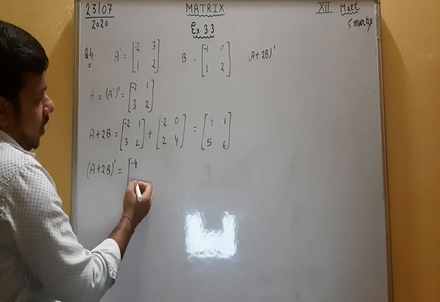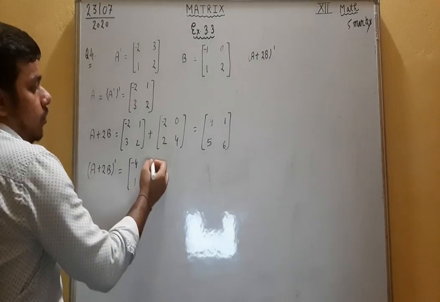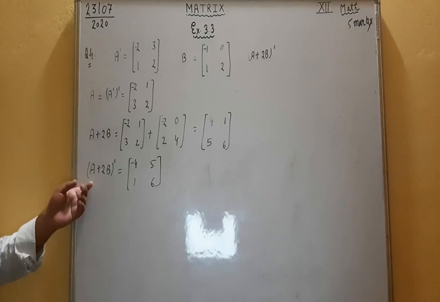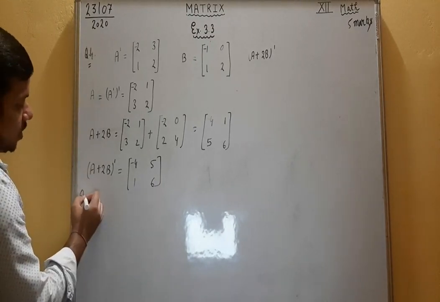Now, you have to find the value of the transpose (A plus 2B) dash. First row is what? Minus 4, 1. So, it becomes the first column. Second row is what? 5, 6. So, it becomes the second column. This is the required answer. Now, see the next problem.